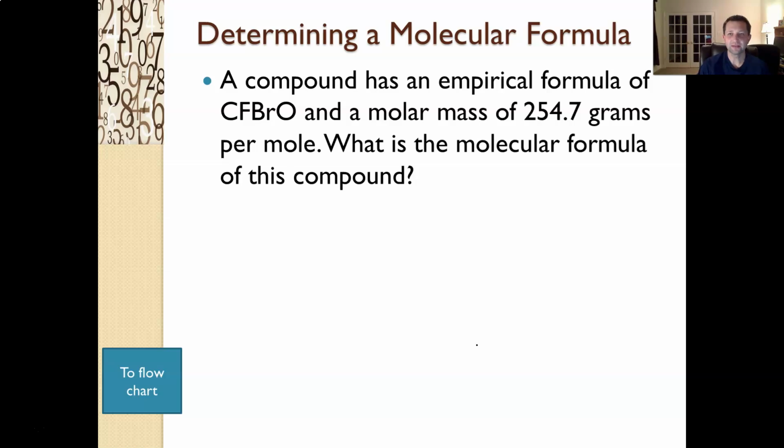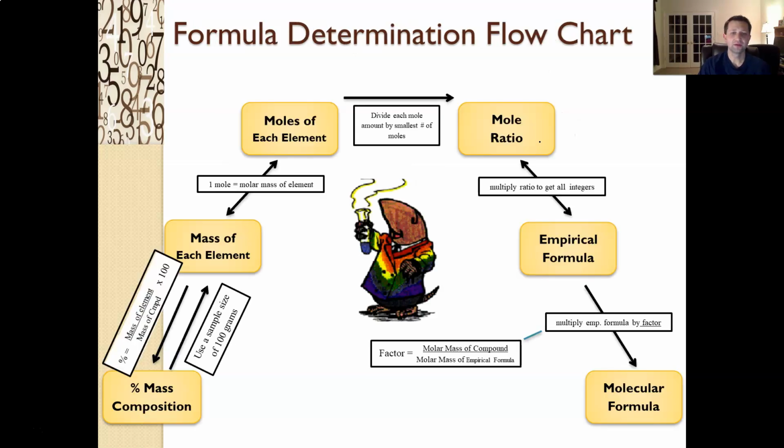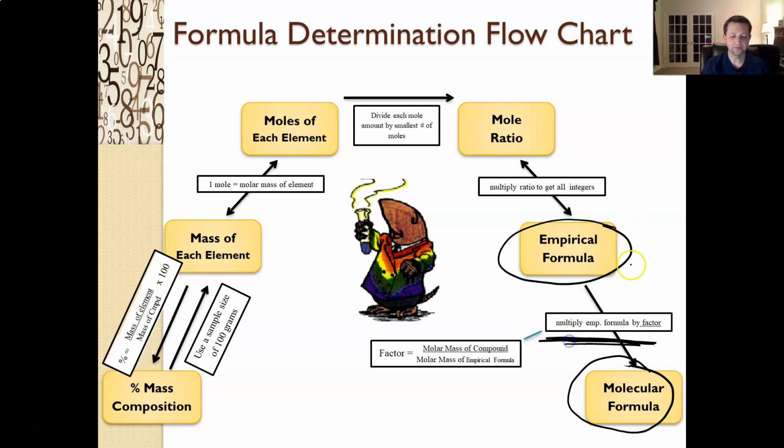So a compound has an empirical formula CFBrO, molar mass 254.7. What's the molecular formula going to be? So let's go to what we did on the last example. We want to go to molecular formula. Here's our mole rainbow thing. So once we have our empirical formula, you have to look at what the factor is between the empirical and the molecular. So the factor is right here.